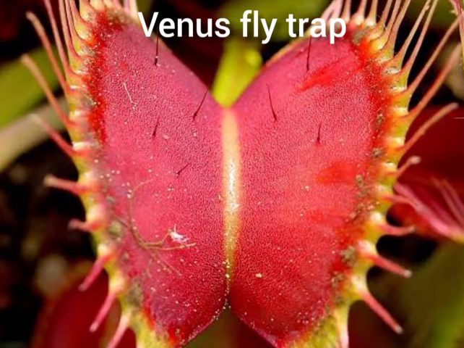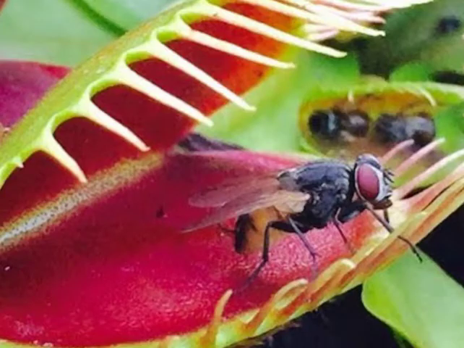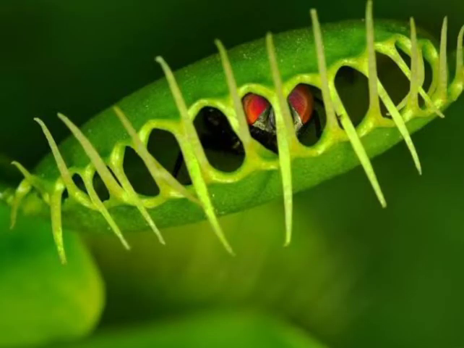So what are insectivorous plants? Plants that eat insects are called insectivorous plants. Example, Venus flytrap and pitcher plant. The Venus flytrap has leaves with two halves. So when an insect sits on the leaf, the two halves get closed and the insect is trapped inside. The trapped insect is then digested.